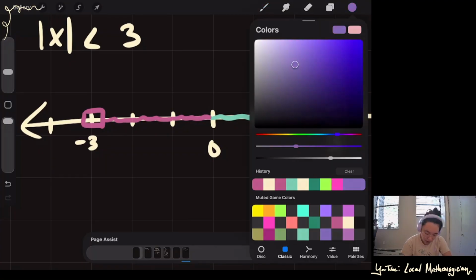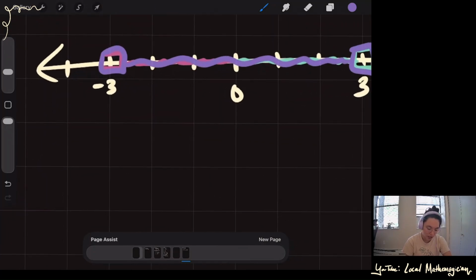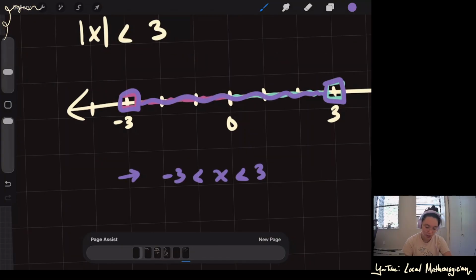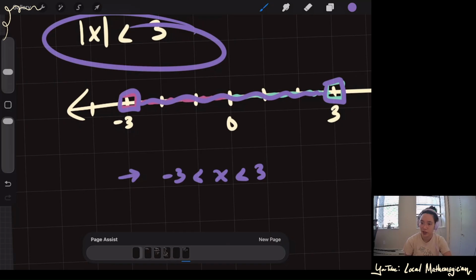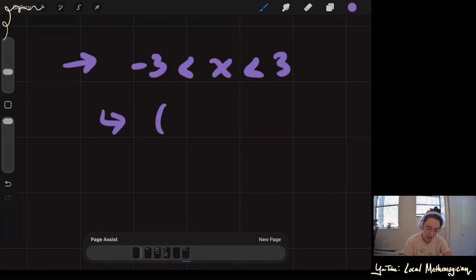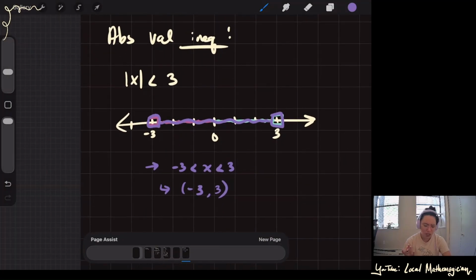And if you go all together, it's going to be from here to here and everything in between. That is to say, you have -3 is less than x is less than +3. That's how you can write absolute values for less than. You can write this as -3 to +3, like that. And of course you can do all sorts of fun equations.